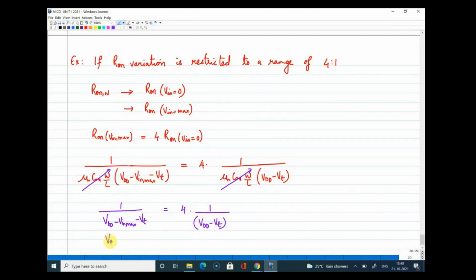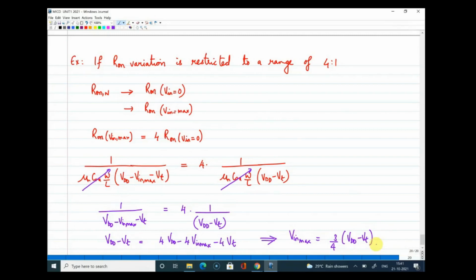Or this can be further written as VDD minus Vt is equal to 4 times VDD minus 4 times V in max minus 4 times Vt. And if I solve this, I can get an expression for V in max, and here V in max will be equal to 3 by 4 into VDD minus Vt. Right. So what is the aim of doing this? If you are restricting your maximum input voltage to 3/4 of VDD minus Vt, then your on resistance ratio is actually 1:4.